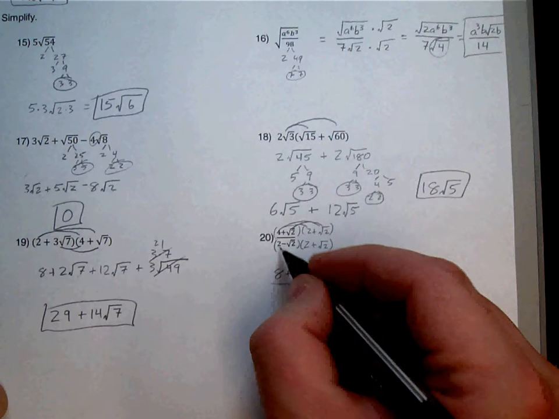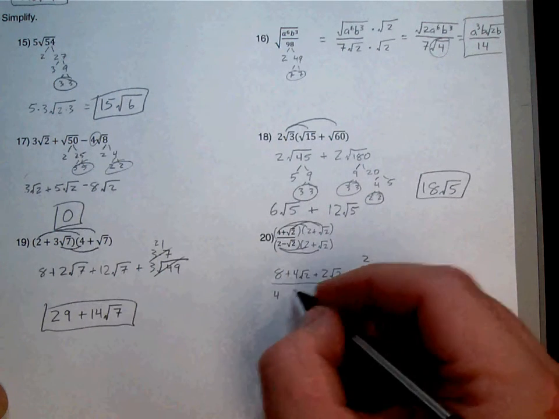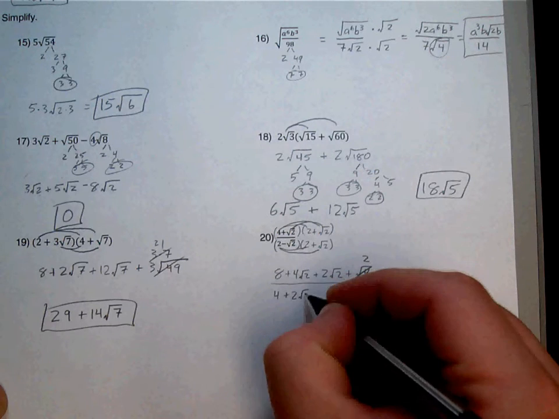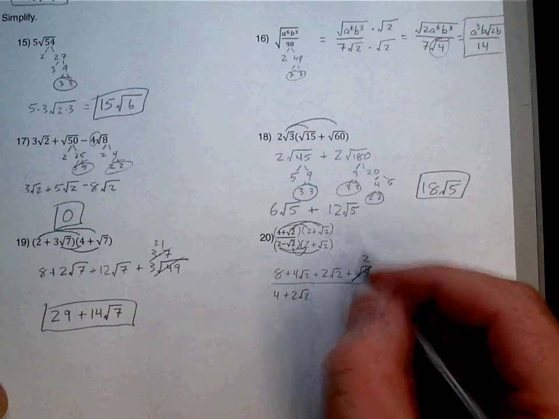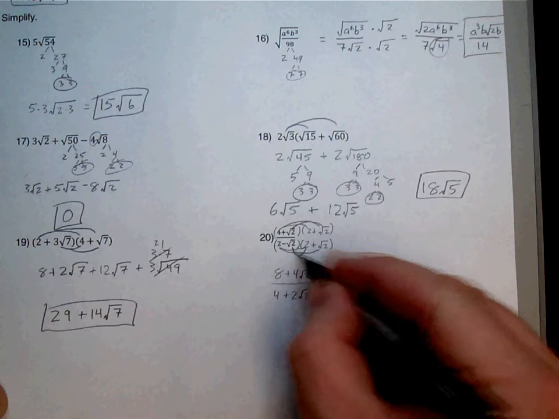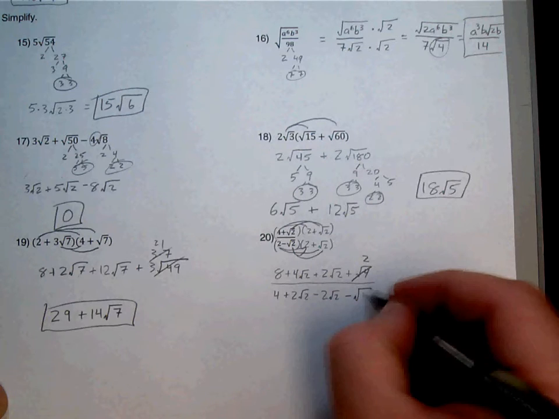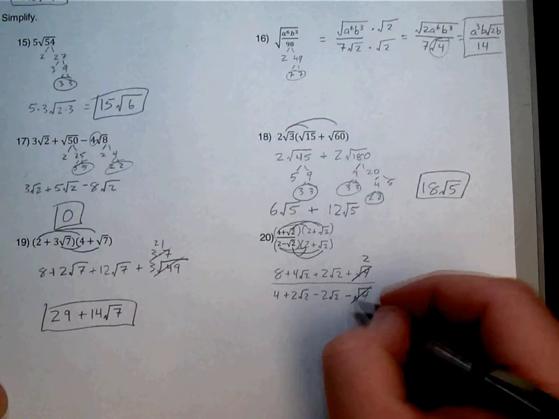The denominator. 2 times 2 is 4. 2 times square root of 2 is 2 square root of 2. Negative square root of 2 times 2 is negative 2 square root of 2. Negative square root of 2 times positive square root of 2 is negative square root of 4, which turns into just negative 2.